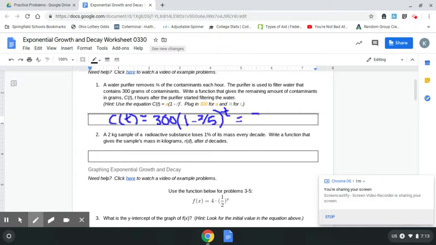If you want to clean that up and take the additional step of taking 1 minus 2/5, that would be 3/5, and again, raised to the T power. Either of those two answers is correct. Next one, a 2 kilogram sample of radioactive mass loses 1% of its mass every decade. Write a function that gives the sample's mass in kilograms, R of D, after D decades.